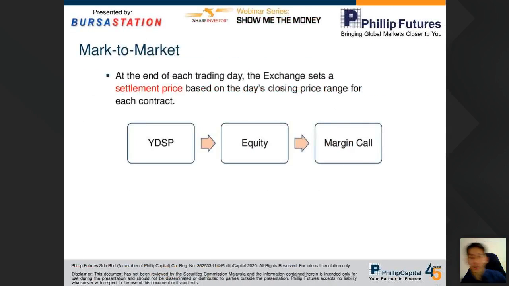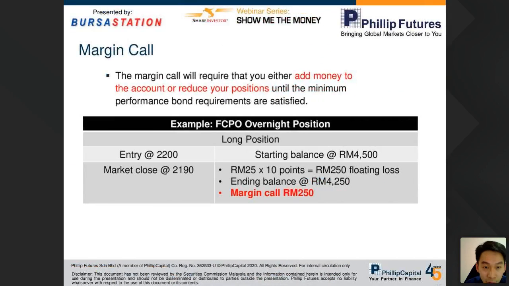Okay, another mechanism of futures trading is mark to market. Just now I explained to you the concept, the mechanism of settlement price. This settlement price is a mark to market concept, where yesterday's daily settlement price will be used to calculate the trader's equity, which is used by brokers to calculate the margin call. In the next slide, I'll show you when and how you will trigger a margin call.